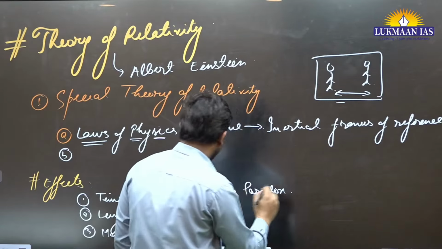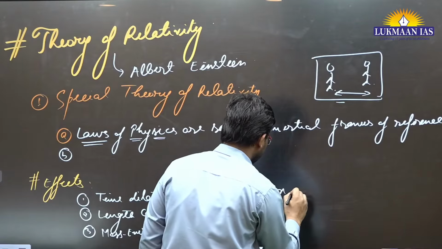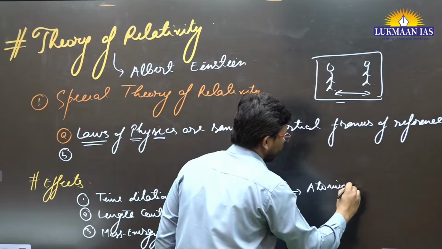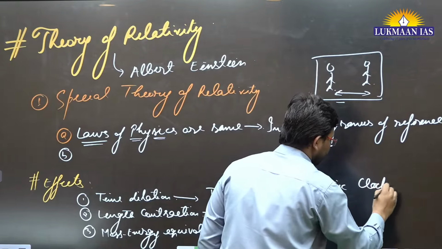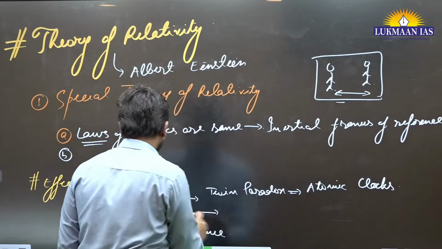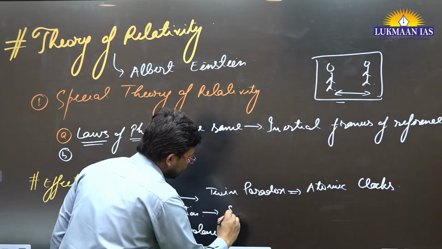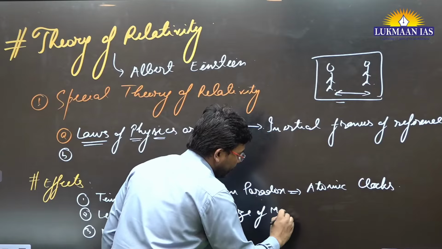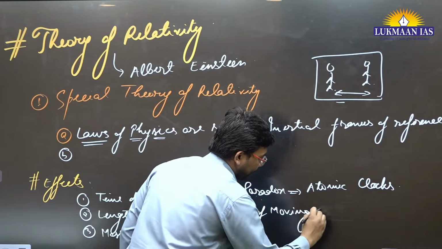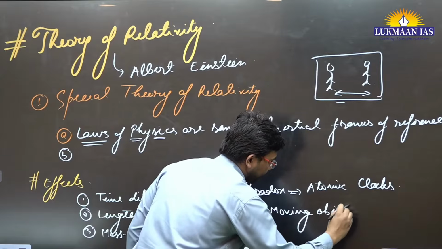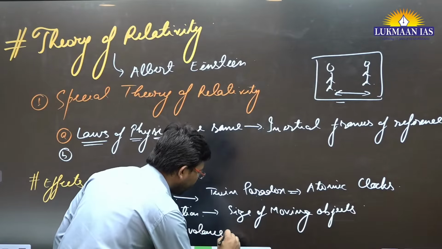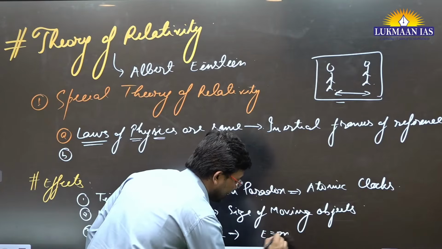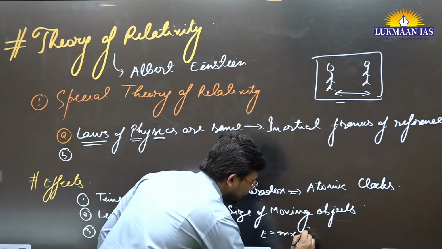Time dilation, we talked about twin paradox, and we have seen atomic clocks as examples of it. Length contraction, we have seen, let's say, the size of moving objects, right? And when we talk about mass energy equivalence, I have said E equal to m into c square.